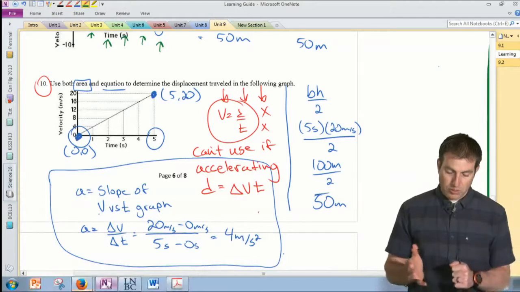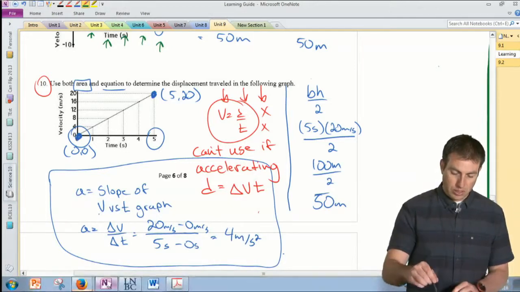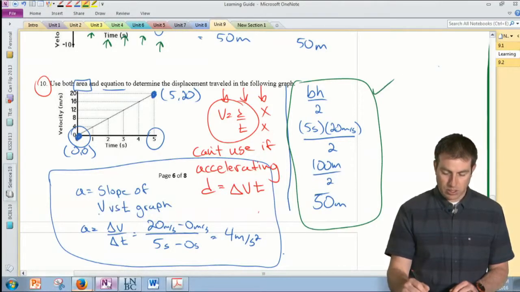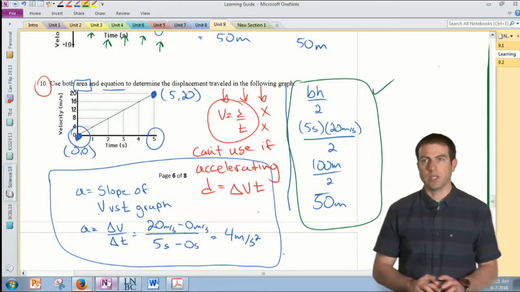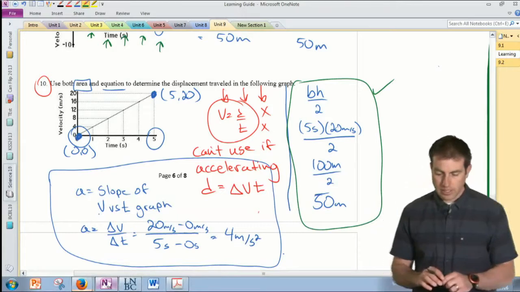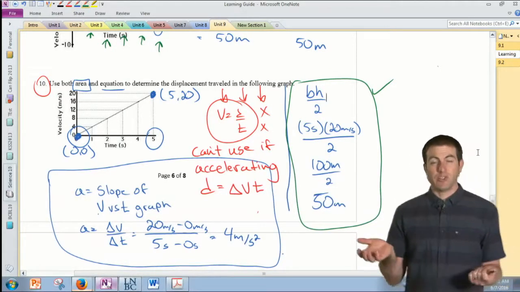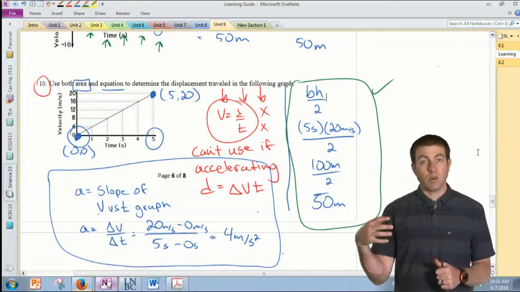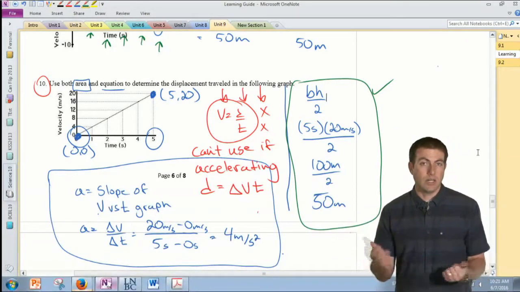If you are able to submit, if you just do the second part, just the area calculation, that's all I'm looking for. So that's good if you can get that done. Of course, that's kind of it for Unit 9. We've gone through it. You should be able to submit that learning guide. You can bring it to me tomorrow, or you can submit it online.